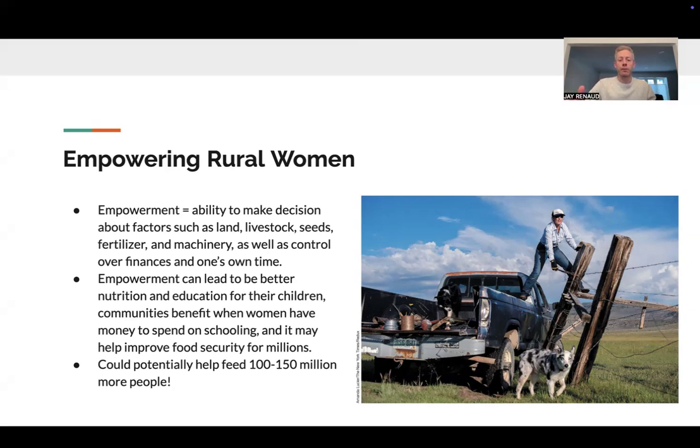Empowering rural women throughout the world would increase our food supply greatly. Our Nat Geo book says 100 to 150 million people. I don't know where they get that number. Regardless of the number, that number would go up a huge amount if women are empowered, free to make their own decisions, free to own the land, free to own the seeds, free to own the fertilizers, free to own the machinery. That's what we need to do in agriculture worldwide. And those changes need to be enacted by governments worldwide.